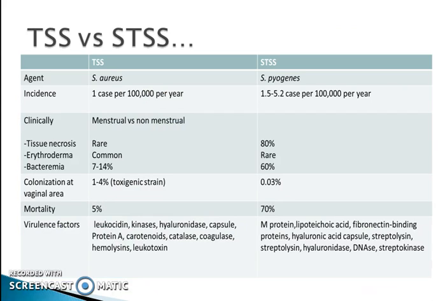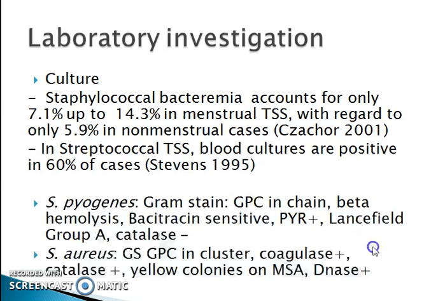How can you differentiate between toxic shock syndrome caused by Staphylococcus aureus and streptococcal toxic shock syndrome? Streptococcal toxic shock syndrome is more severe, with tissue necrosis and bacteremia being more common, and with 70% mortality. And the virulence factors are also different.